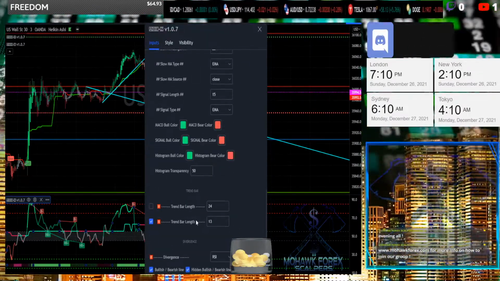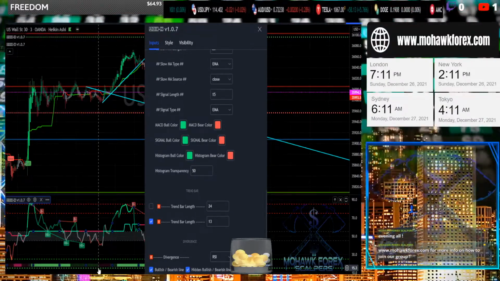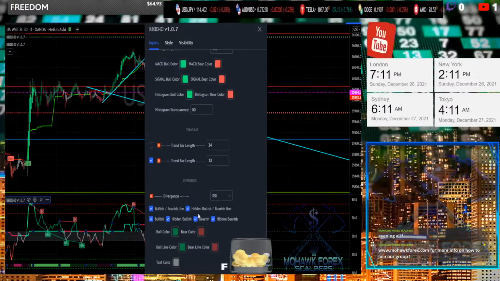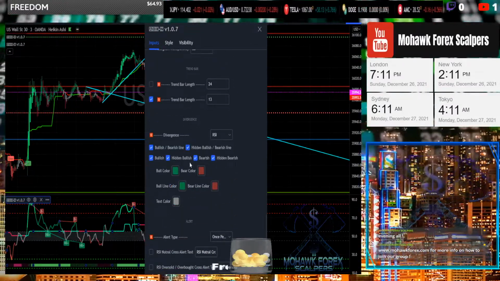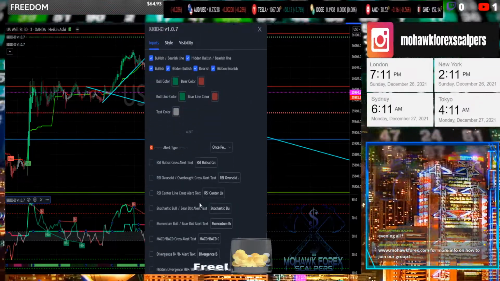And you've got a trend bar at the bottom, which you can see here. Look, trend bar green. When it goes dark, it's trying to change the trend. And we've got a divergence indicator as well, which obviously we use on the chart, hidden and normal, and we've got the alert system as well.